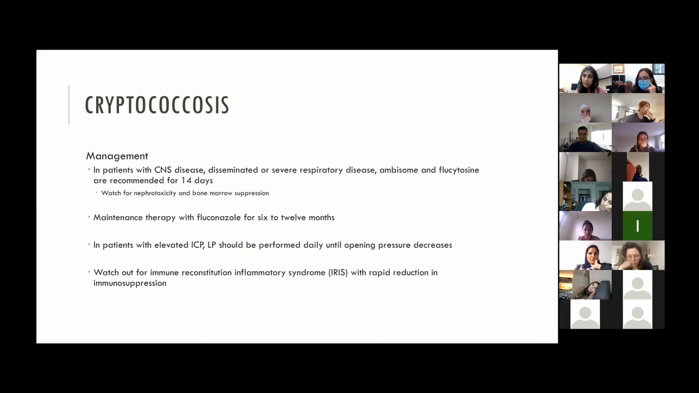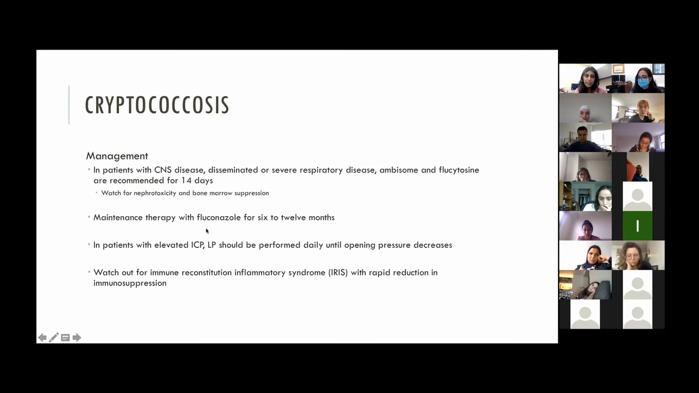And patients with CNS disease will receive ambisome and flucytosine therapy, usually for an induction period of about 2 weeks if they can tolerate it. And I say if they can tolerate it because many times ambisome is associated with nephrotoxicity and flucytosine with bone marrow suppression. And then we'll transition to maintenance therapy with fluconazole for 6 to 12 months.